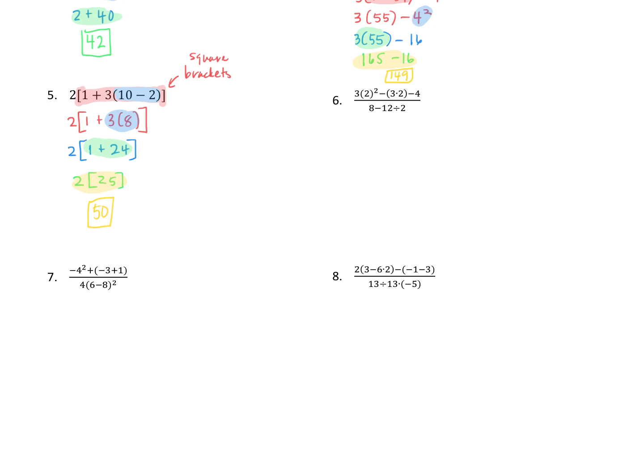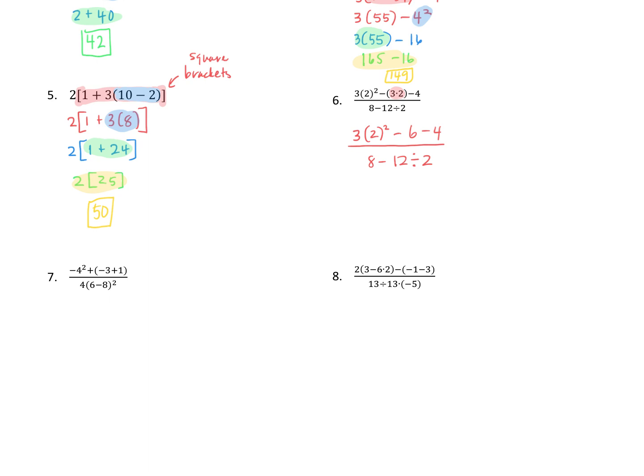Okay, so number 6, we start with parentheses. So anything that has an operation inside parentheses. So this 2 squared is not considered parentheses because there's nothing inside the parentheses to do. This is considered parentheses because it has an operation inside the parentheses. So that's going to be the first thing that we do. So 3 times 2 squared minus 3 times 2 is 6 minus 4 over 8 minus 12 divided by 2.